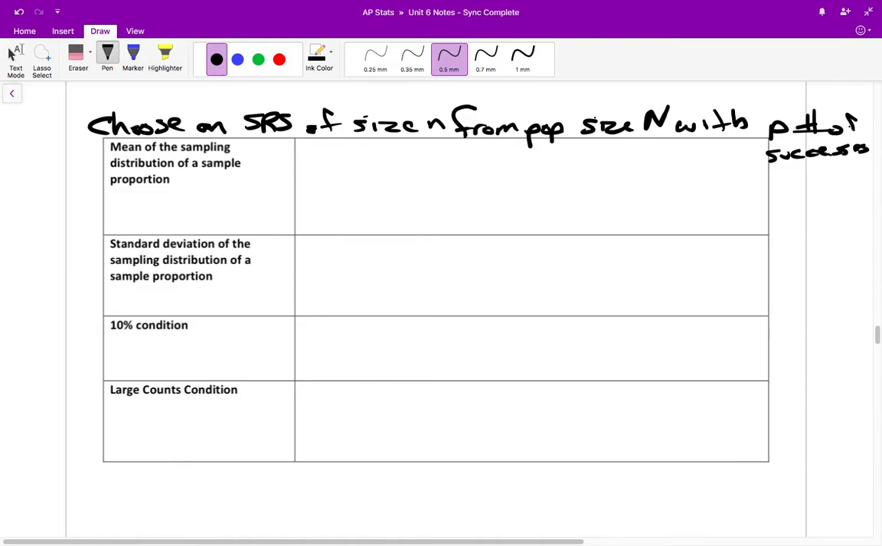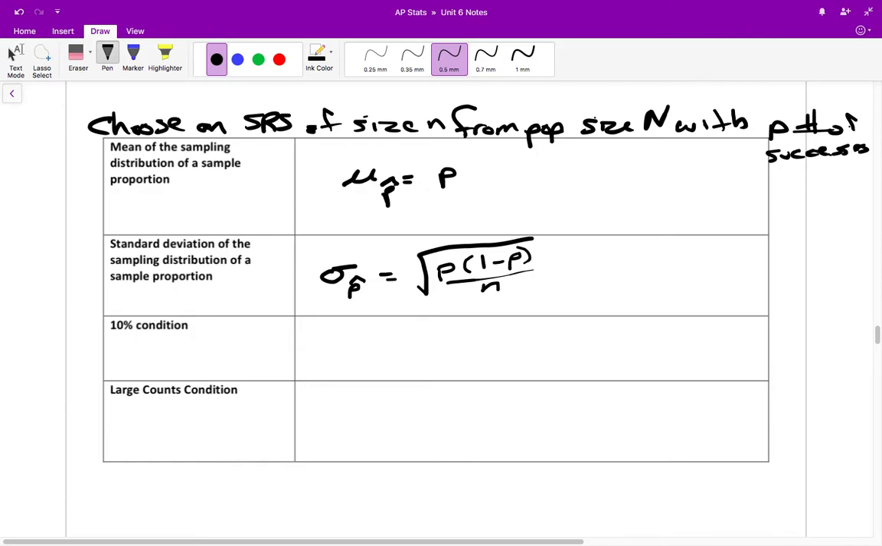First, the mean of the sampling distribution of a sample proportion is this. The mean of all of your p-hats, of all your proportions, is going to be the same as just your proportion for the entire population. Now, for standard deviation, this one is a little bit more involved, a bigger formula. You have to take the square root of p multiplied by 1 minus p, that quantity divided by n. That will tell you the standard deviation.